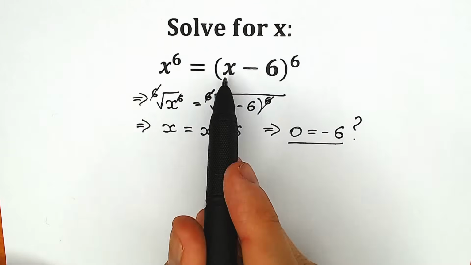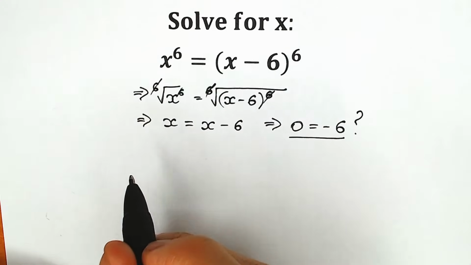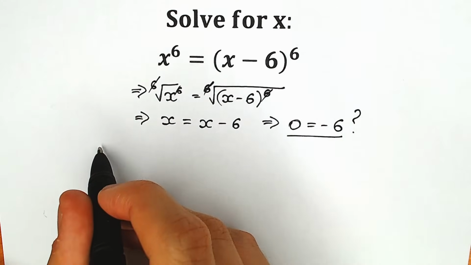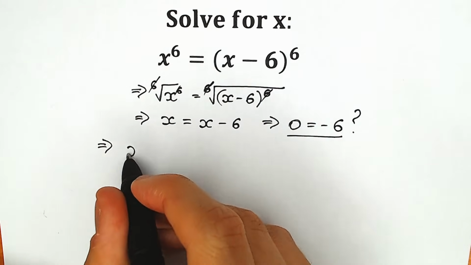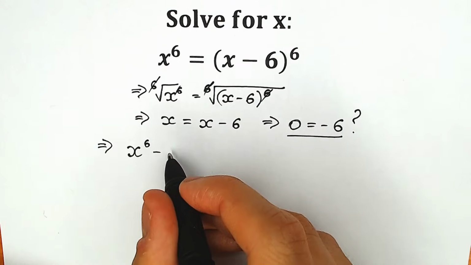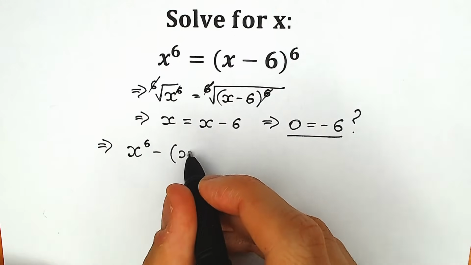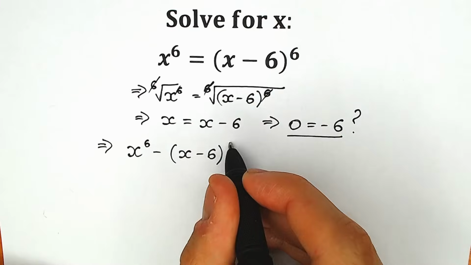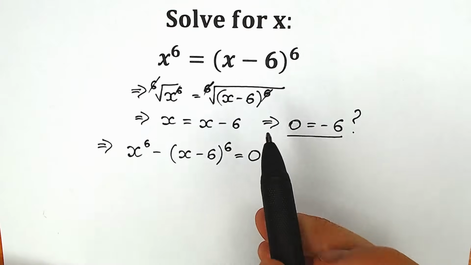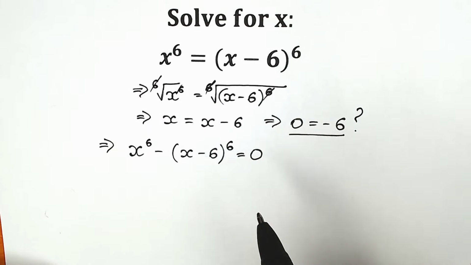So first of all, let's move this (x minus 6) to the power 6 to the left side. Let's subtract it from both sides. As a result, we have x to the power 6 minus (x minus 6) to the power 6 is equal to 0. So we change nothing, we just subtract it from both sides.